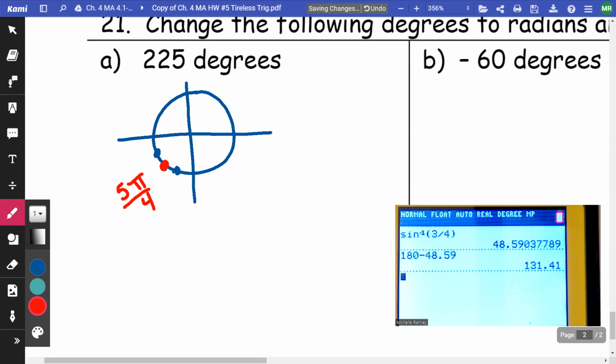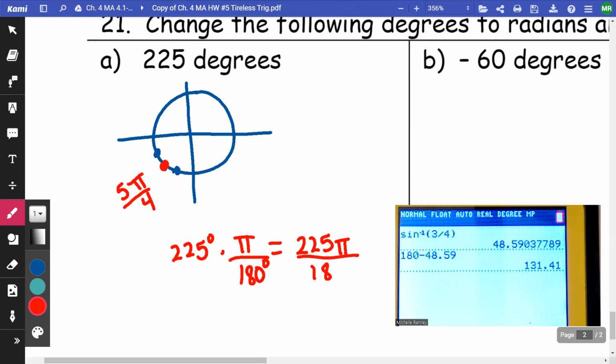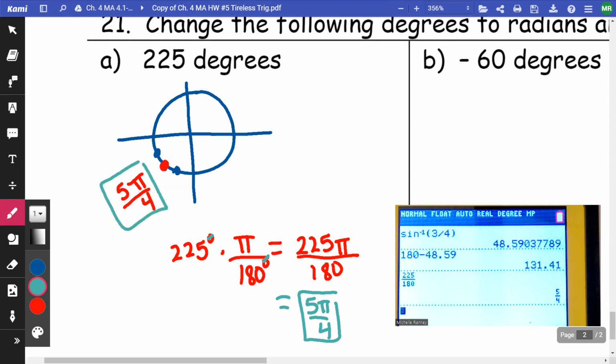But you can also figure it out going 225 degrees times pi over 180 degrees, which is just a fancy one, is going to equal 225 pi over 180. And the degrees are going to cancel out the units. And so when I put in my calculator 225 over 180, I do get 5/4. So my answer is 5 pi fourths, which I did get here from my unit circle. You can find it both ways.